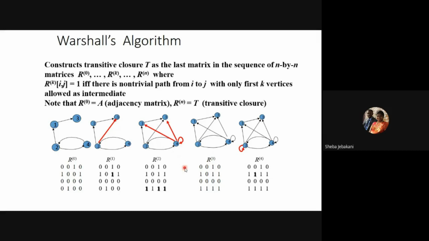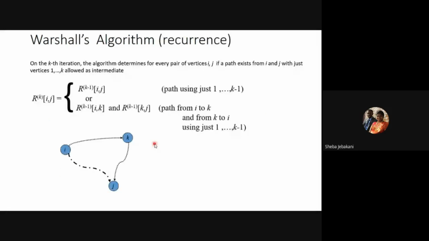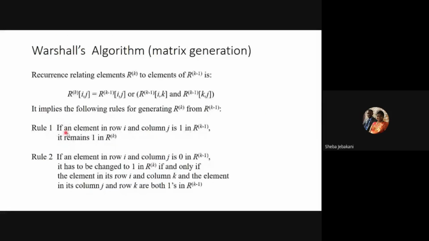So how exactly does this algorithm work? Rule 1: if the element in row i and column j is 1 in R of k minus 1, then it remains 1 in R of k. If it is 0 in R of k minus 1, then it has to be changed to 1 in R of k if and only if the element in row i and column k and the element in row k and column j are both ones. I'll just tell you what this means.